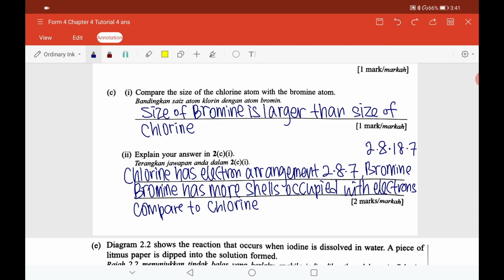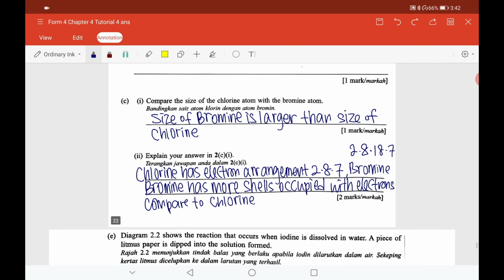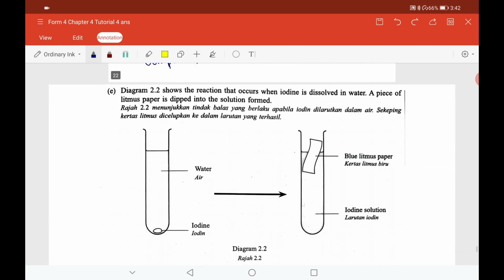That's it. Okay, so this is how you get 2 marks. If this question only gave you 1 mark, then you don't need to write this. You just write bromine has more shells occupied with electrons. That is good enough already. But because this question is giving us 2 marks, your answer needs to have 2 points. So how to give 1 more extra point? You write about the electron arrangement. Okay, so this is how we solve the question. Now we move on to one more question.